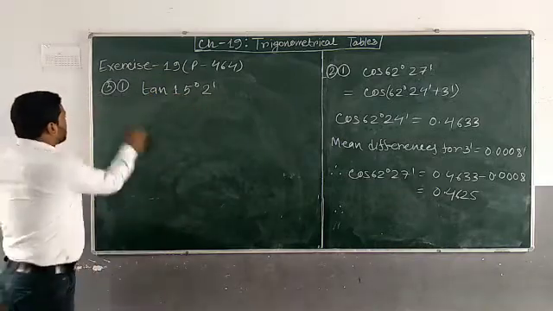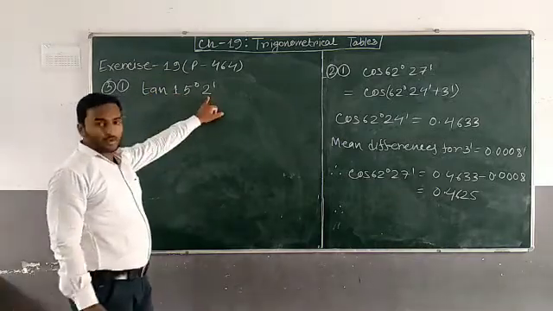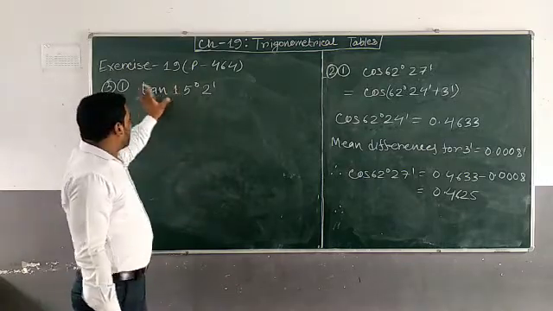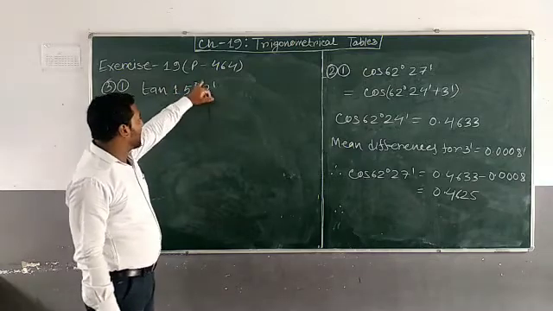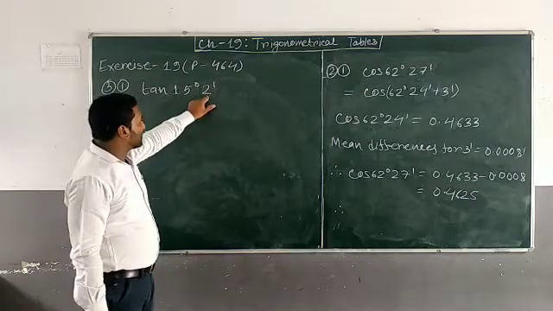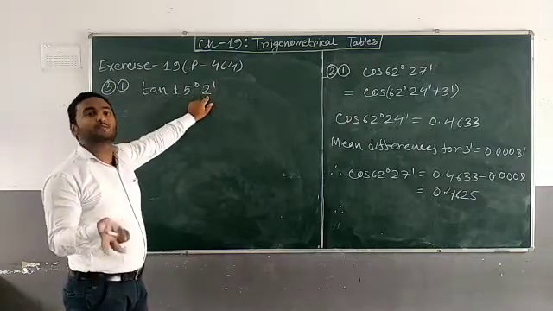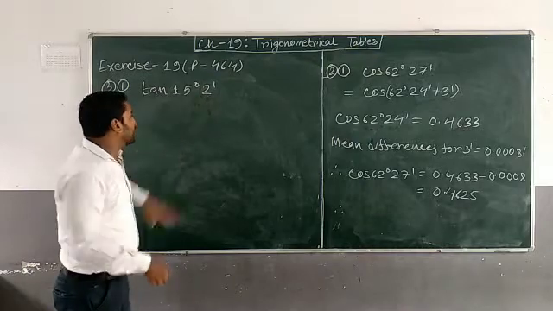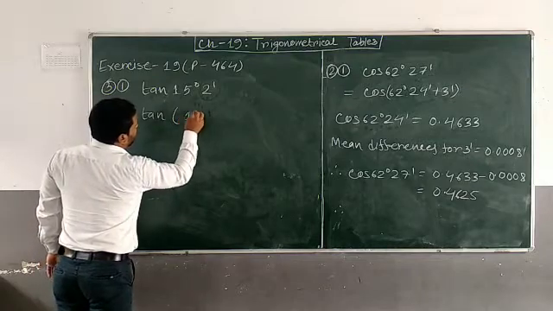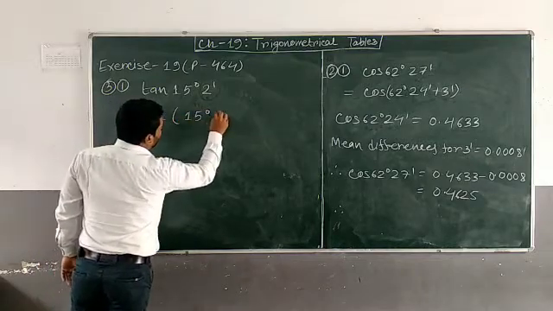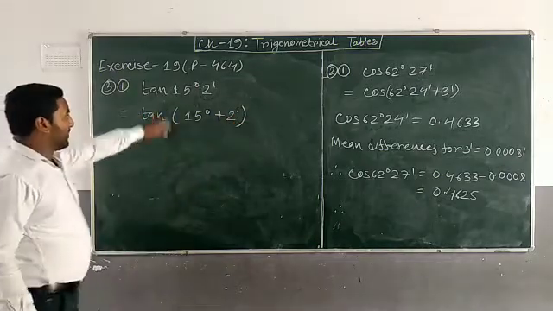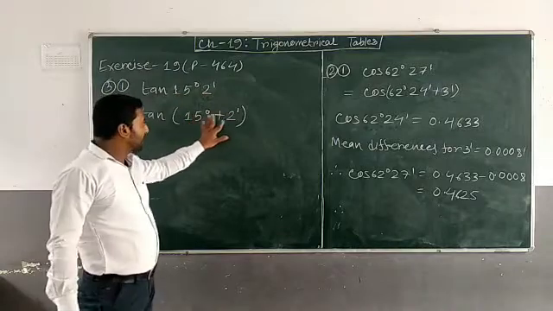At first you have to see whether this is a multiple of 6 or not. 2 is not a multiple of 6, so you would have to write this in the form of a multiple of 6 plus something, but here there is only 2, which is less than 6. So we can't write this in that form. But how will we write it then? This can be written as tan of 15 degree plus 2 minutes.